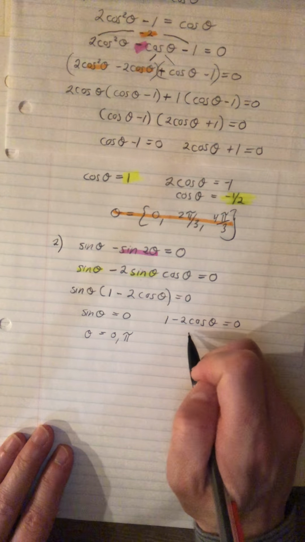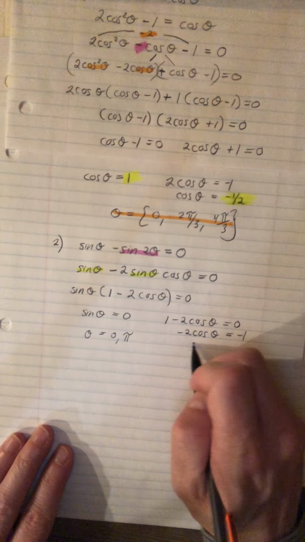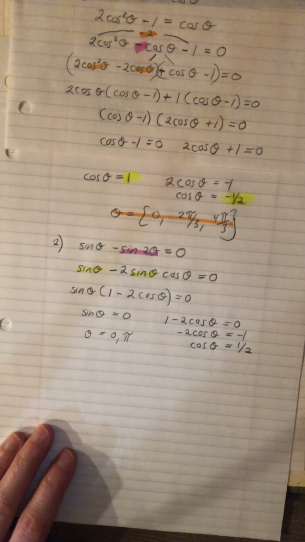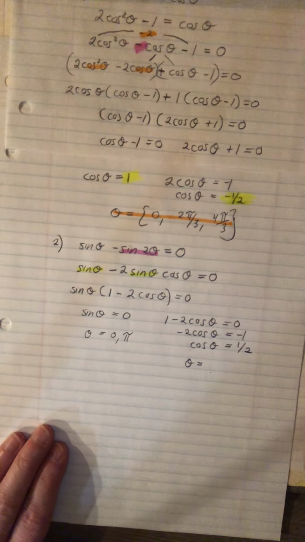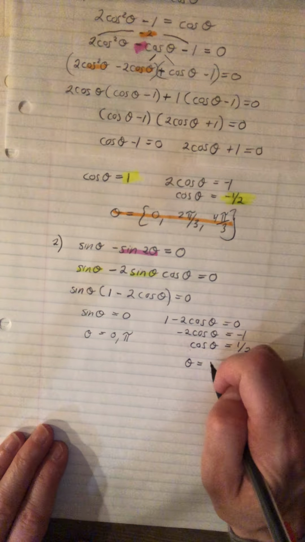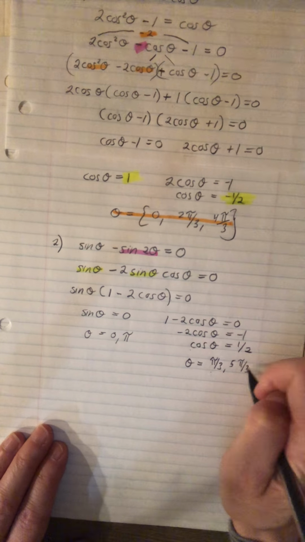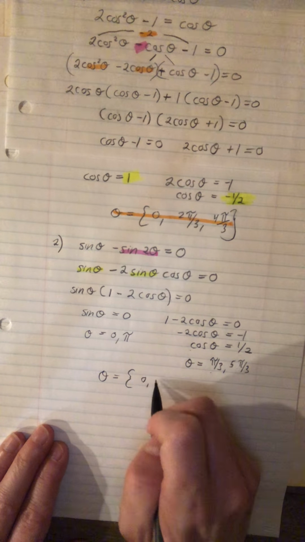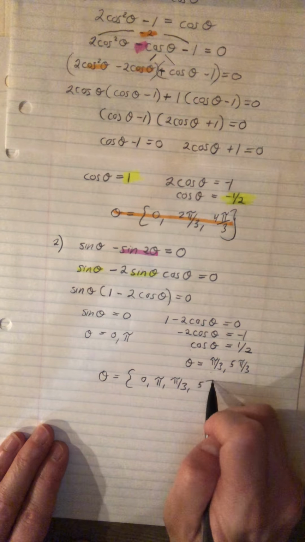If I solve this, I'm getting negative 2 cosine theta equals negative 1, and cosine theta equals positive 1/2. When is cosine positive 1/2? I look at that unit circle and ask myself, when is x positive 1/2? And it's at pi over 3 and 5 pi over 3. So those 4 values are my solution to my trig equation.